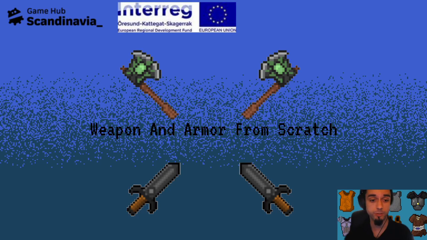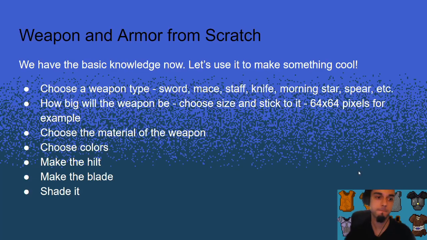In this part we are going to talk about creating weapon and armor designs from scratch. So, if you're following along after the previous from scratch video, we now have the basic knowledge: how to use the different tools, how to use the different primitives, what to do, what not to do. So let's try to make something cooler than just a menu. Let's make a weapon first.